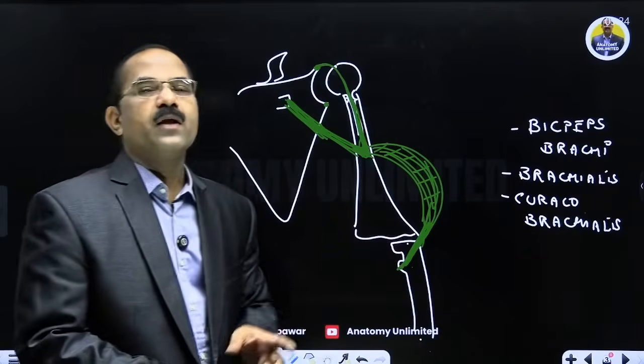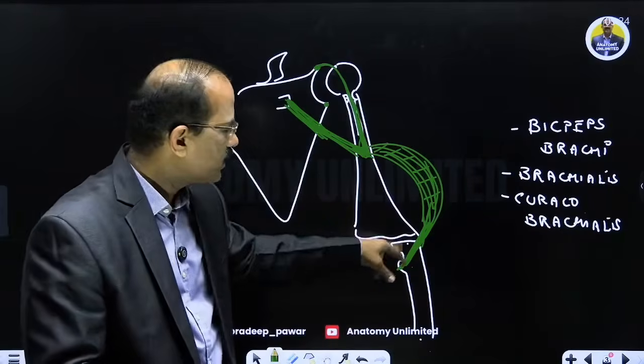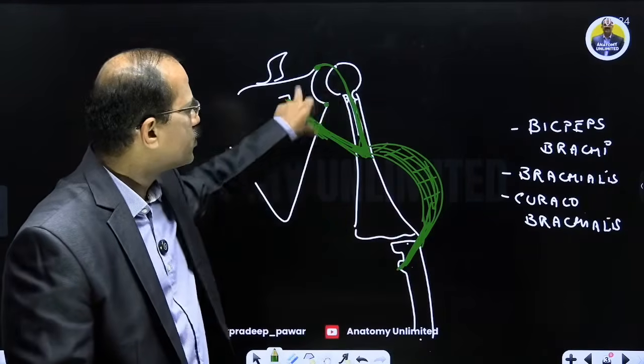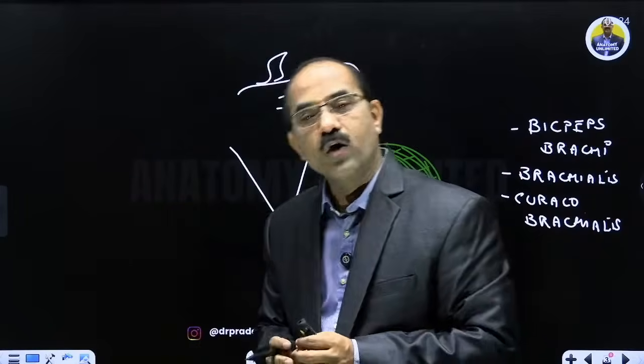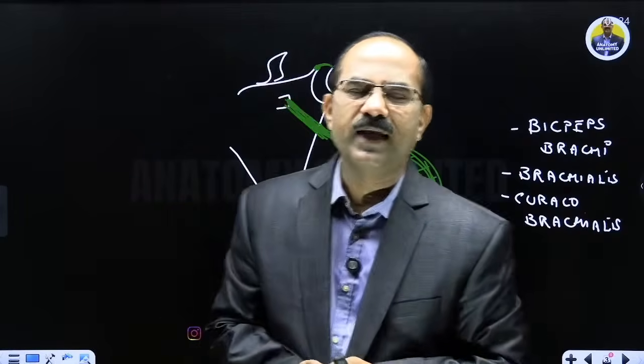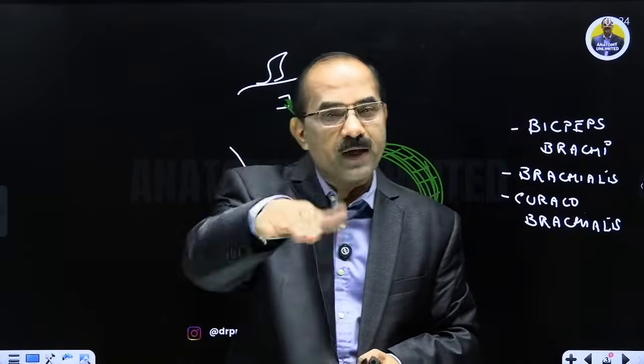Fine. Now, कितने joints cross कर रहे हैं? Biceps is crossing how many joints? Two joints. One is the elbow joint. Second is the shoulder joint. Elbow and shoulder joint. What is the main action of biceps on the elbow joint? Elbow joint पे main action क्या है? It does supination at the elbow joint.